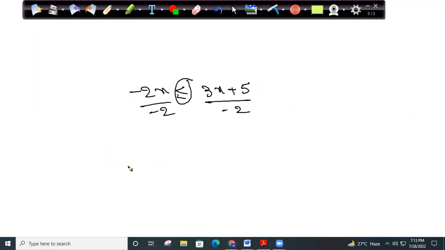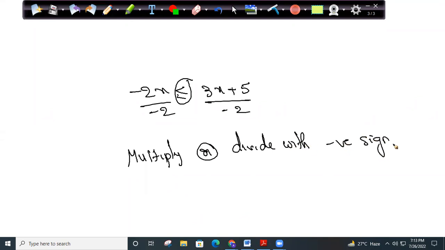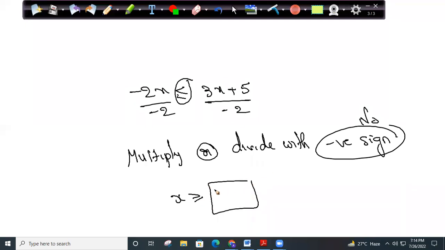Now, suppose I have minus 2x is less than or equal to 3x plus 5. Assume if I divide with a minus 2, the inequality sign changes. Or if I multiply or divide with a negative sign, inequality changes. Negative sign means negative number I meant here. When I'm dividing or multiplying with a negative number, the inequality sign changes. So if I divide with minus 2, this becomes x greater than or equal to minus 3x by 2 minus 5 by 2.